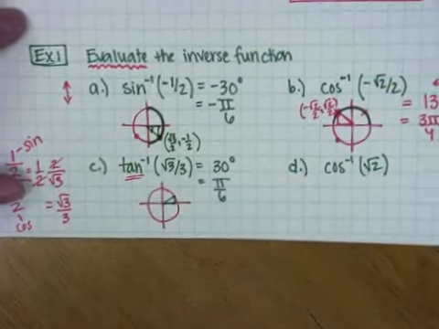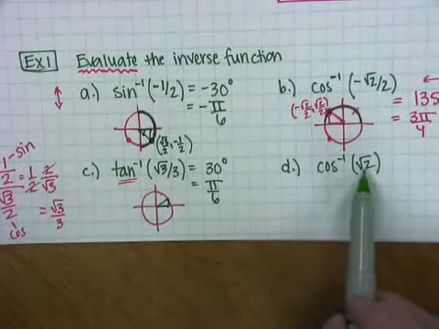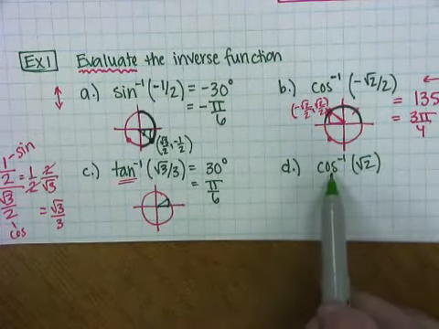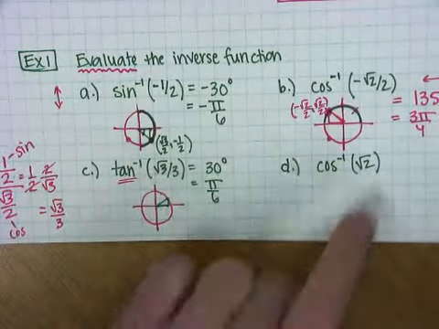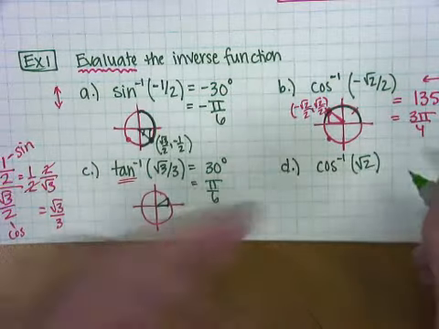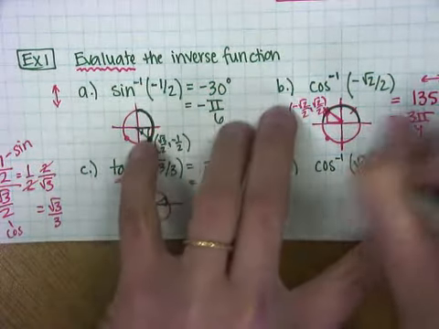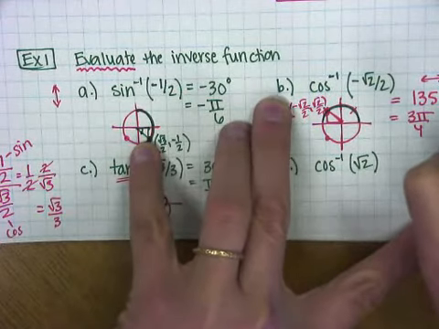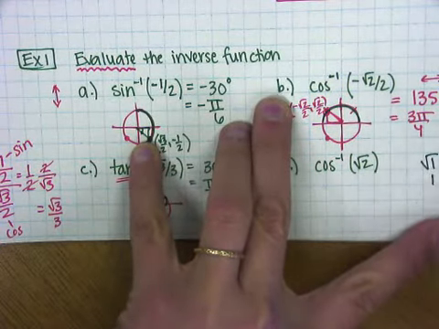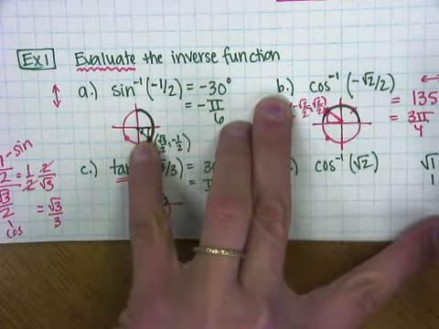Okay? And then finally, cosine of root 2. Now, this one is kind of sneaky because root 2, you can't really get with your root 2 over 2s for cosine. And we know this because if I take a look at root 2, let's see, the square root of 1 is 1. And the square root of 4 is 2.